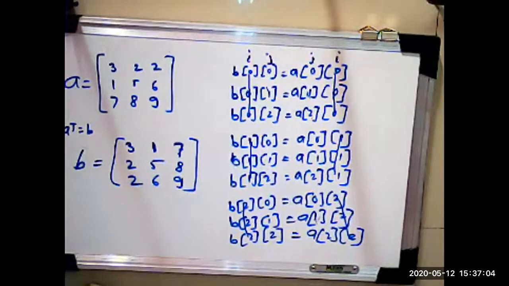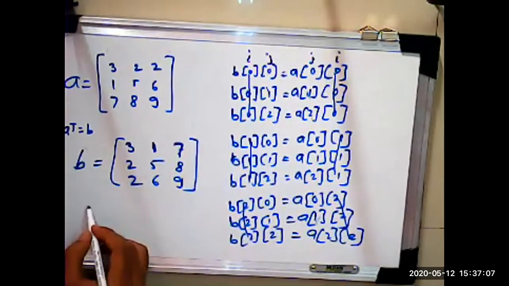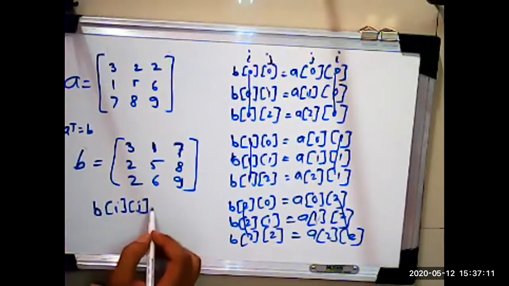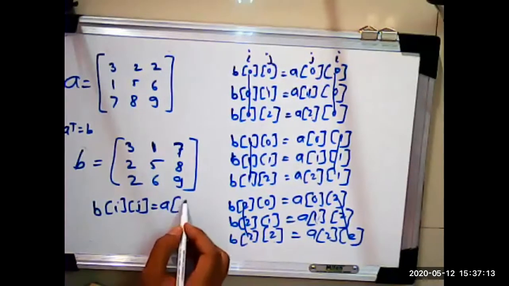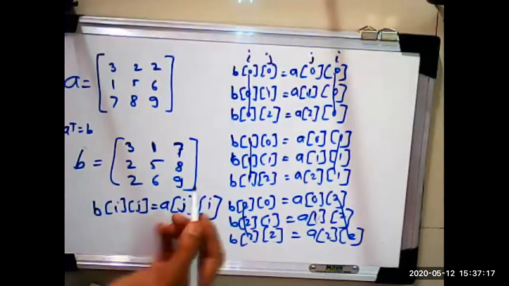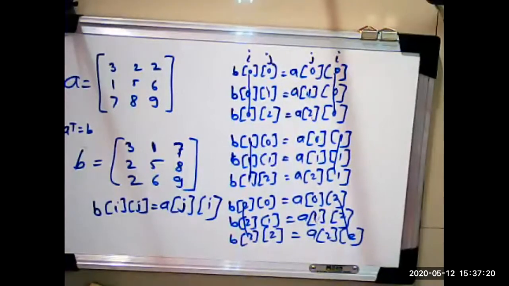So that's why I can determine that formula as the generalized formula. I'm getting B of ij is equal to A of ji. Very simple, just put this formula in your for loops and you will get the transpose of the matrix in your B. So you have to try this program at your home.